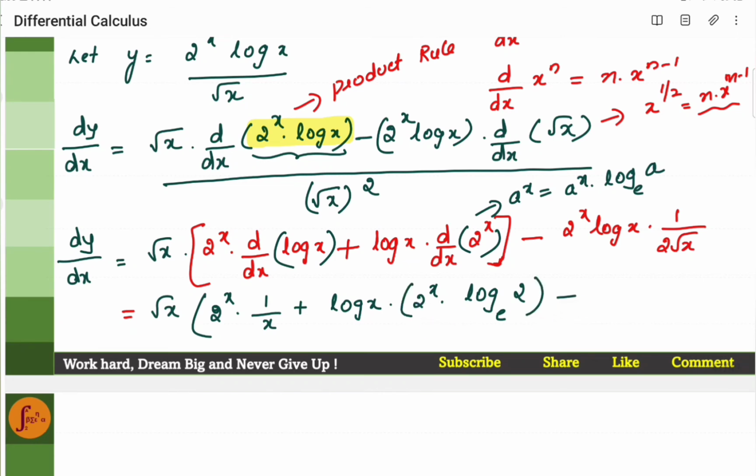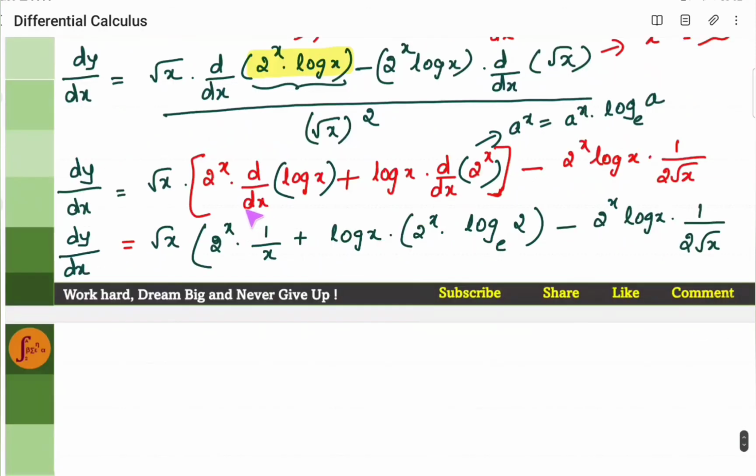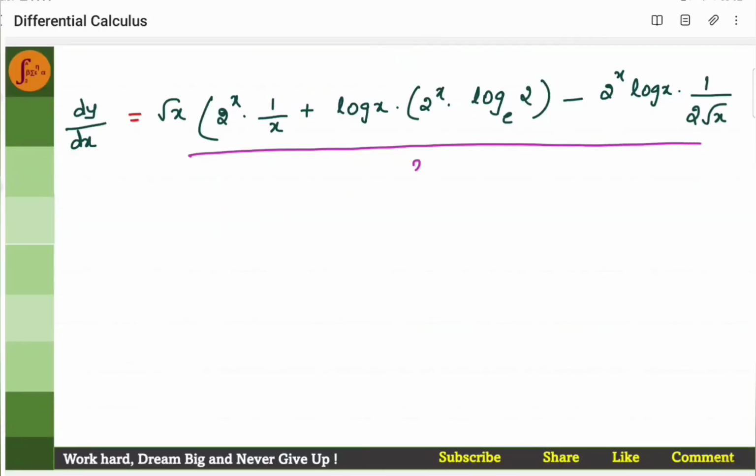Right? Minus, let's copy everything, by 1 by 2 root x. We forgot the denominator. So this is a mistake. We'll have to copy this denominator here, by x.